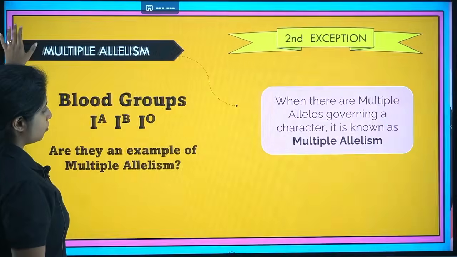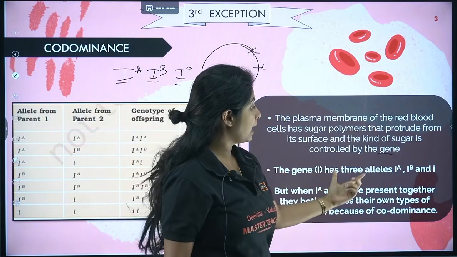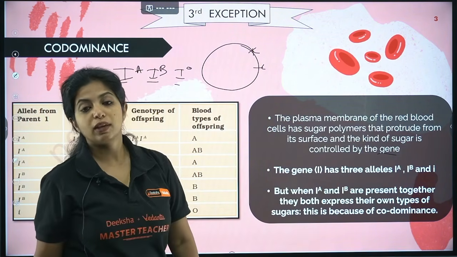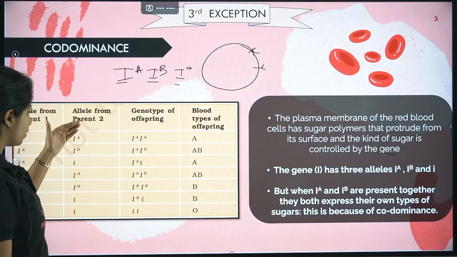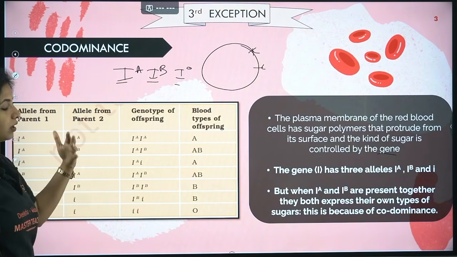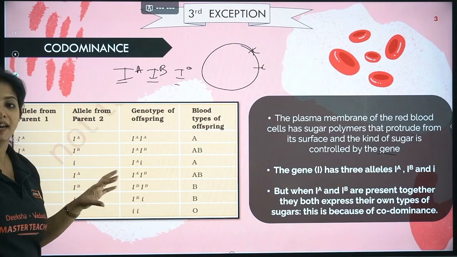So yes, the plasma membrane of the red blood cell, as I told you, when IA and IB are present together, they both express their own phenotype, that is their sugars, which is why you call this codominance. Here you have to know when A blood group comes, when B blood group comes, when AB blood group comes, when O blood group comes. Everything you need an idea of.